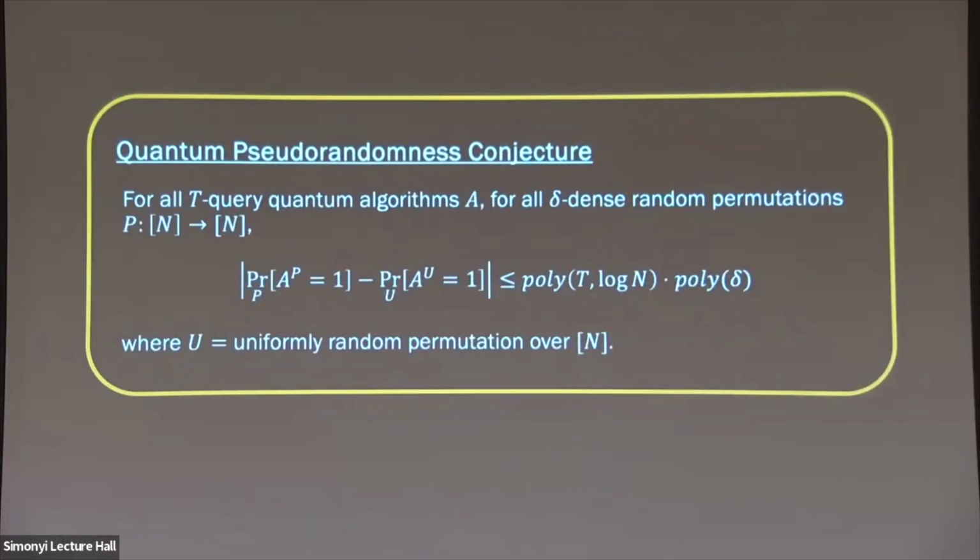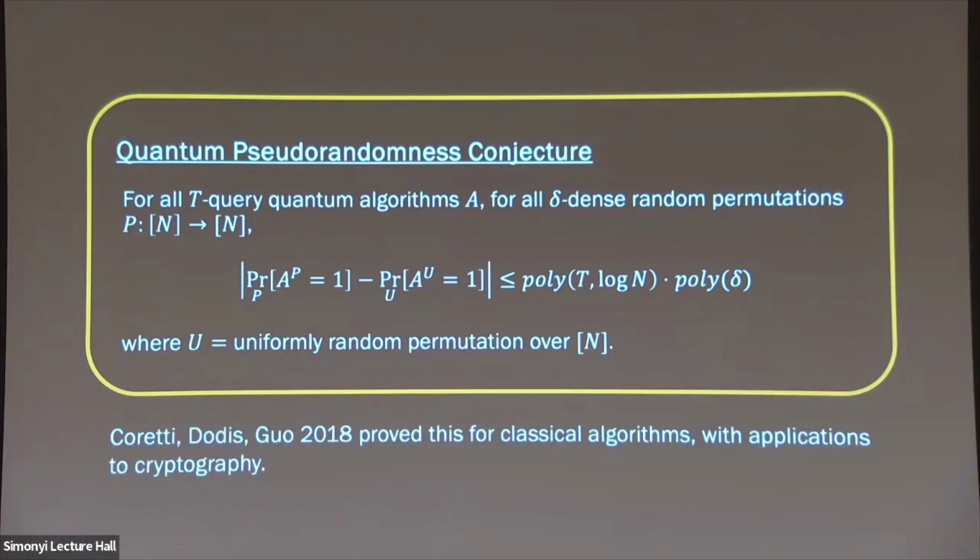So the actual pseudorandomness conjecture we use is very much the same thing, except now the algorithms are querying a delta dense permutation. And we're stipulating that an algorithm that queries a dense permutation cannot distinguish it from a uniformly random permutation. And the permutation will describe the connected component. Yes. So, this conjecture is true again if we restrict to classical algorithms. So it's not, I think, too far-fetched to think that it might be true for quantum algorithms as well.